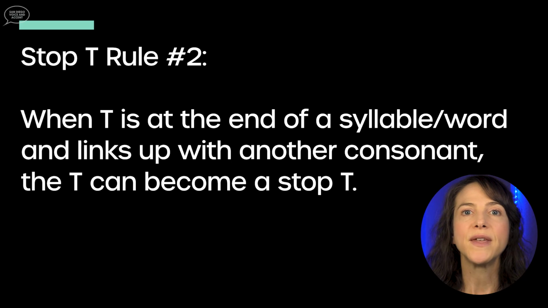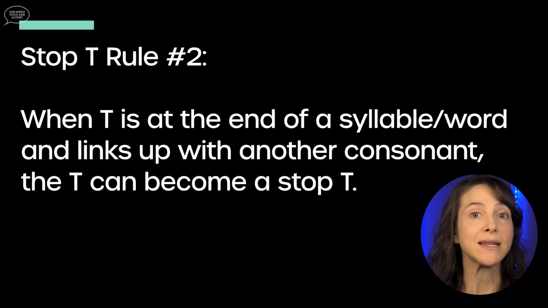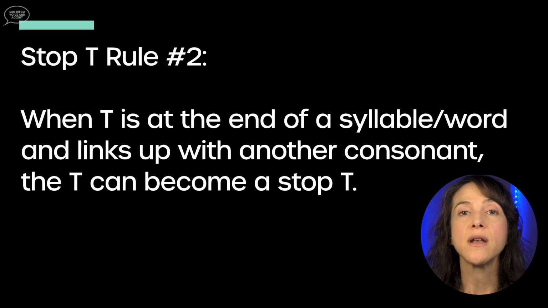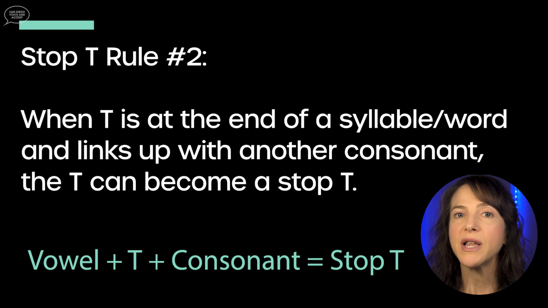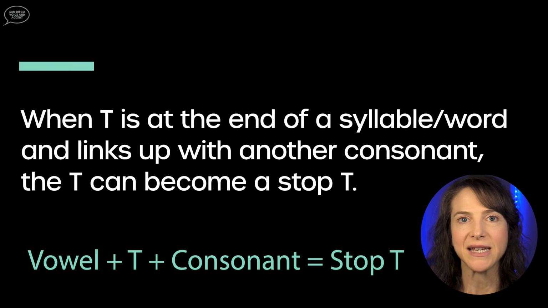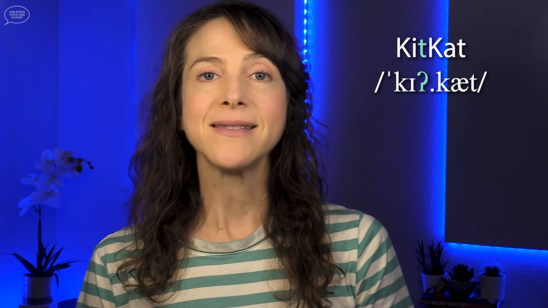The second rule of when the true T becomes the stop T is this. When T is at the end of a syllable or at the end of a word, and it links up with another consonant, it typically becomes the stop T. You can think of this like a mathematical equation. Vowel plus T plus consonant equals stop T. This happens in a word like Kit Kat, where the first syllable kit ends in a T consonant and it links up with the next syllable, cat, which begins with a consonant. Bingo! Now you have a stop T in that first syllable. Kit Kat, not Kit Kat.